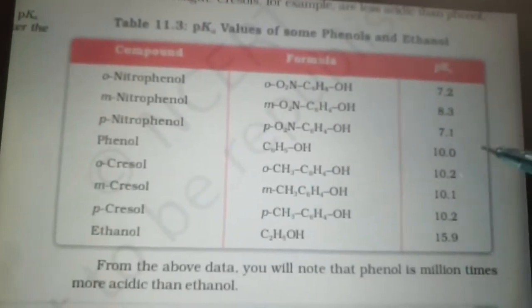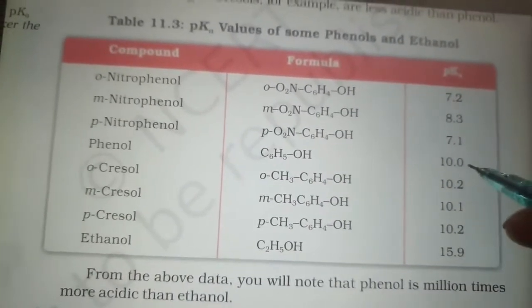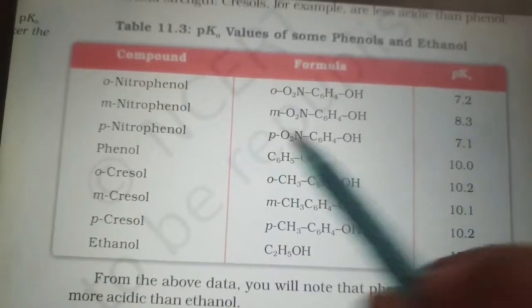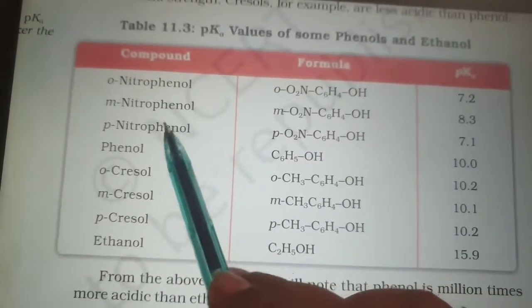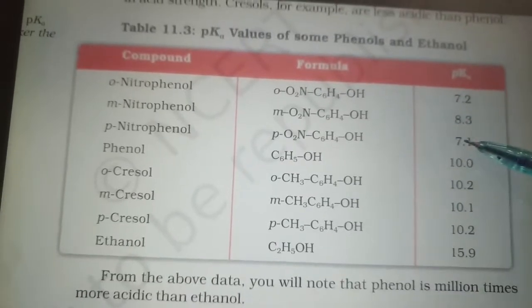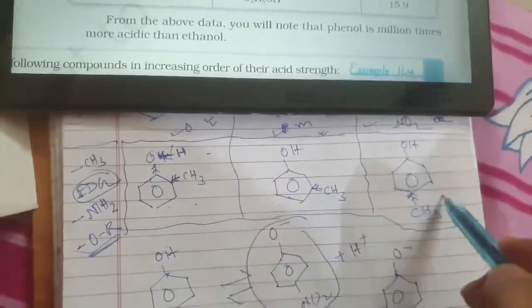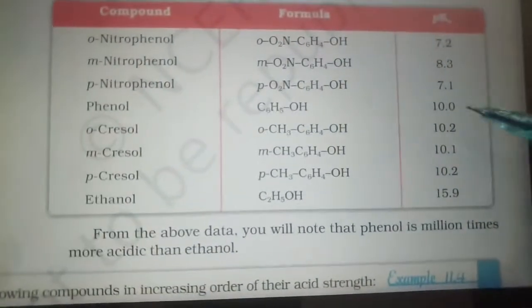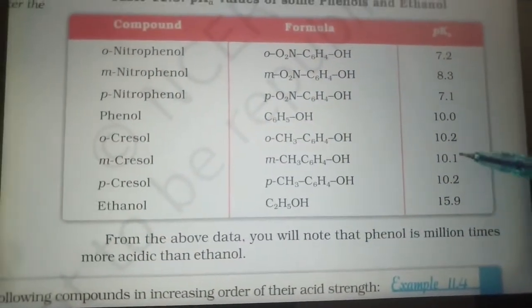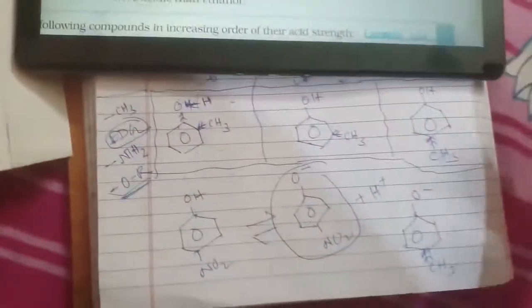Okay, so the pKa value, if you see, if it is 10, now you see for orthonitrophenol, paranitrophenol and metanitrophenol, the pKa values are less than 10. And for orthocresol, metacresol and paracresol, these are cresols, the values are more than 10. So that means it is less acidic, and the reason had been explained to you.